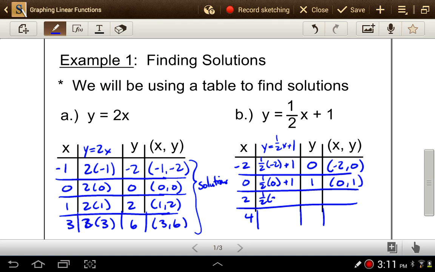1/2 times 2 is 1, plus 1 is 2, so I get 2, 2. And then I do 1/2 times 4, which is 2, plus 1 is 3. So I get 4, 3. And there are my solutions, and there are my ordered pairs. And that's how you find the solutions.